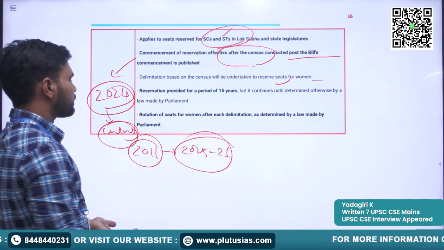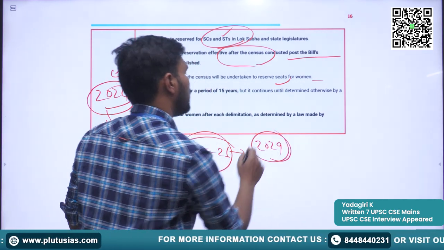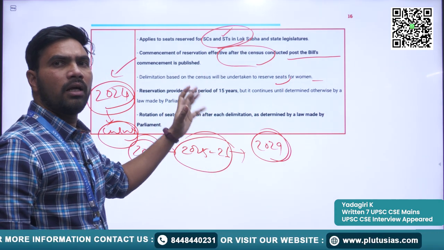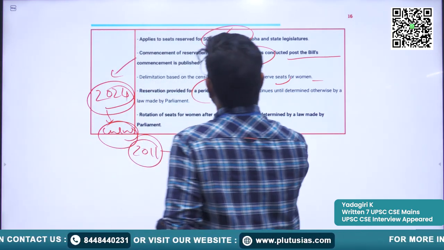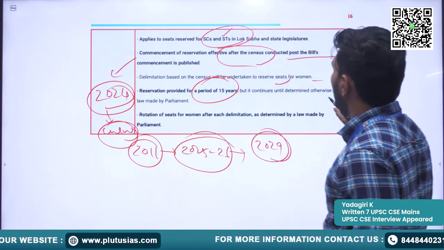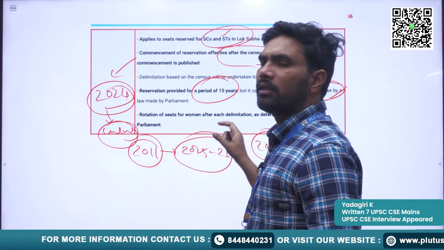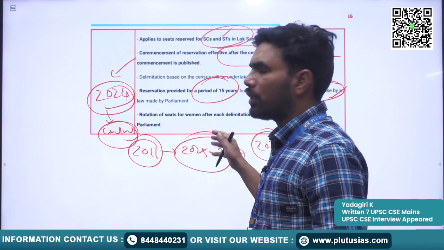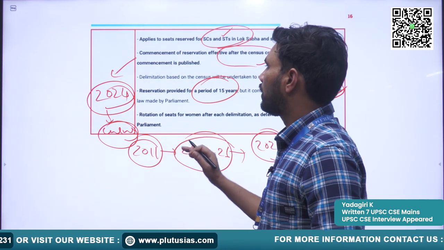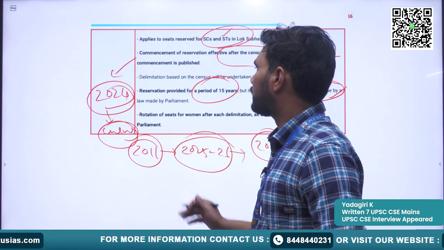It is expected that the census will be completed in 2025 and 26. So after this, whenever there will be general elections in 2029, the 33% reservation for women will come into force. So basically, these reservations for women will be provided for a period of 15 years. However, they continue until otherwise determined. The 33% reservation will keep on continuing until a separate law is made by the Parliament. So till then, the 33% reservations will be in operation, right?